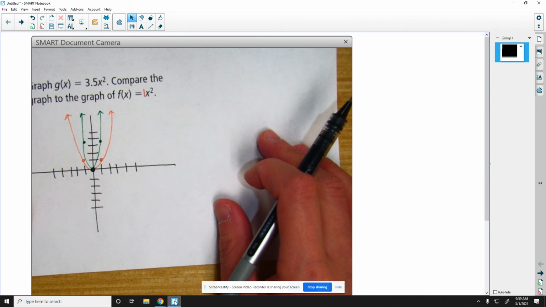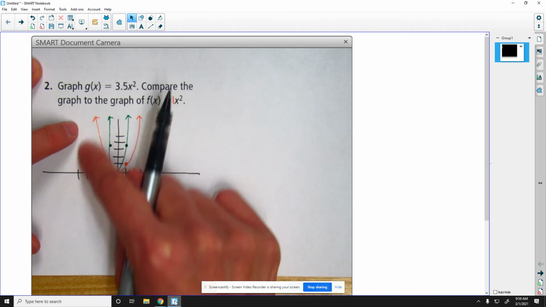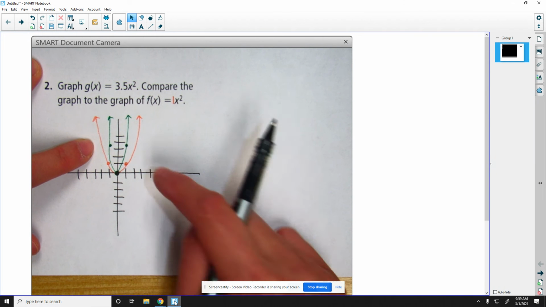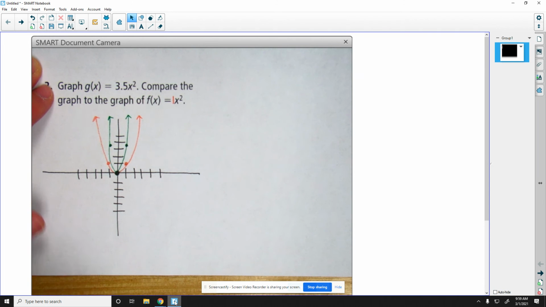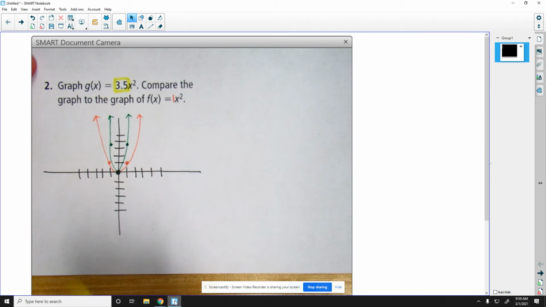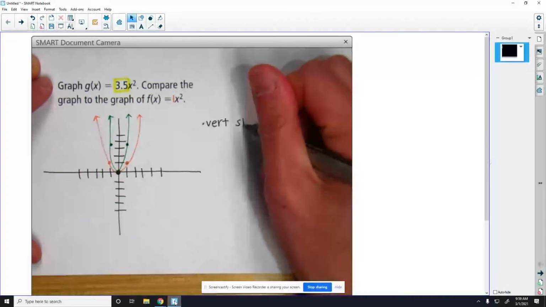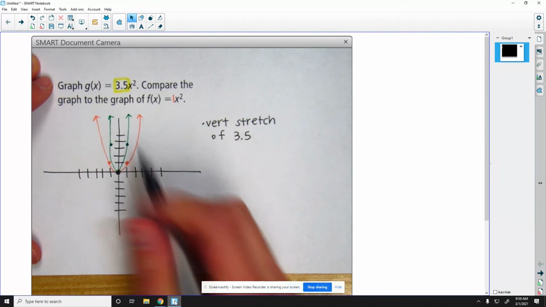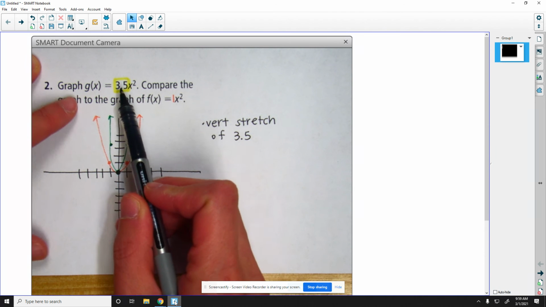Okay, but now we have to compare. So compare, saying we have to say a couple things about them. So stretching and shrinking. So first of all, would this be a stretch, do you think, or a shrink? A stretch. So the reason why I would say this is a stretch is because, and this is kind of what we took notes on Friday, this number is bigger than 1, right? Do you see how 3.5 is bigger than 1? So I already know then that it's a vertical stretch of 3.5. If the number here were between 0 and 1, like 1/2 or 1/4 or 2/3 or whatever, then it would be a shrink.